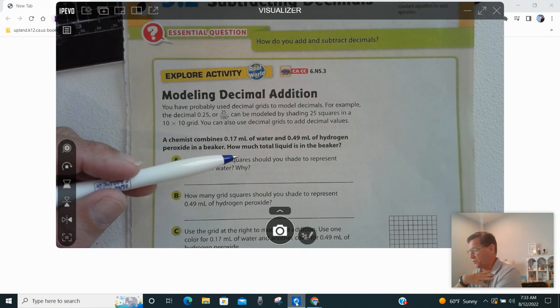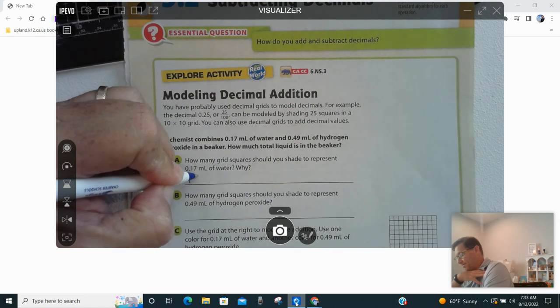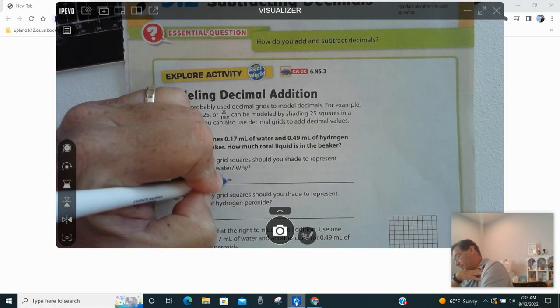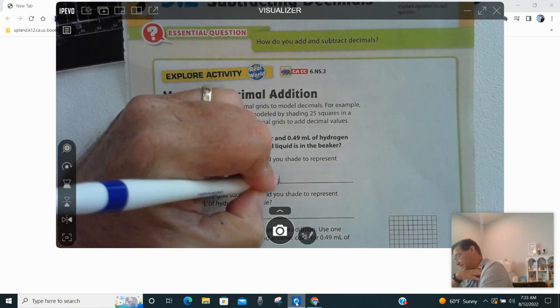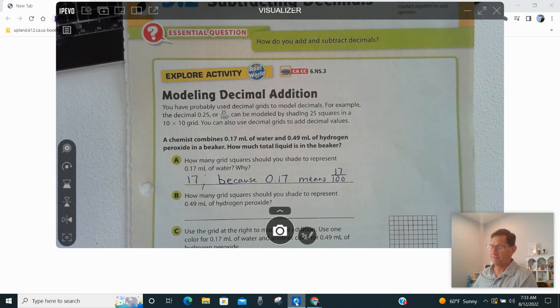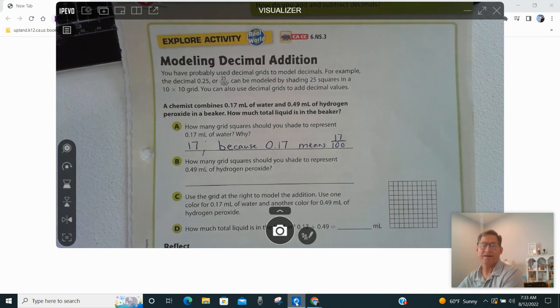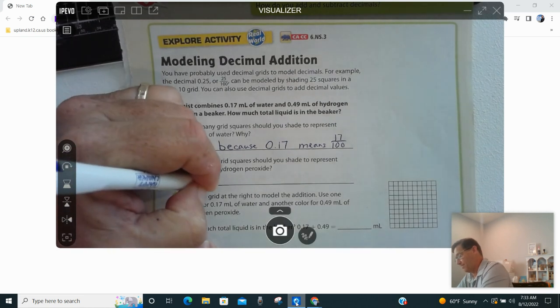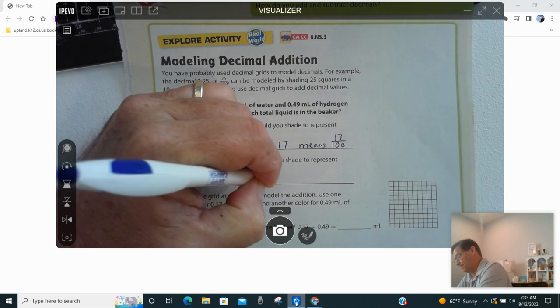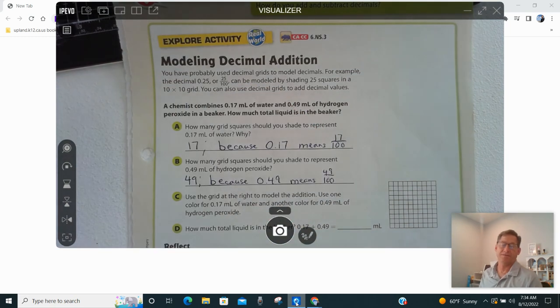So how many grid squares should you shade to represent 17 hundredths milliliters of water? Well, 17, because 17 hundredths means 17 over 100, or 17 out of 100. So how many grids should you shade to represent 49 hundredths milliliters of hydrogen peroxide? 49, and for the same reason, because 0.49 means 49 hundredths.